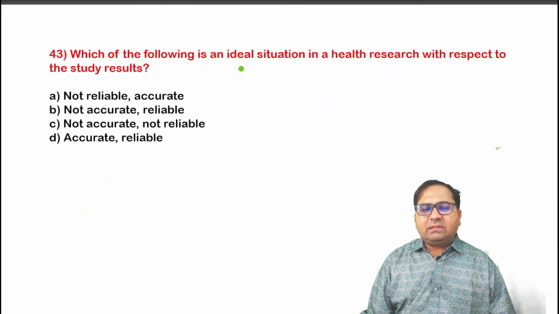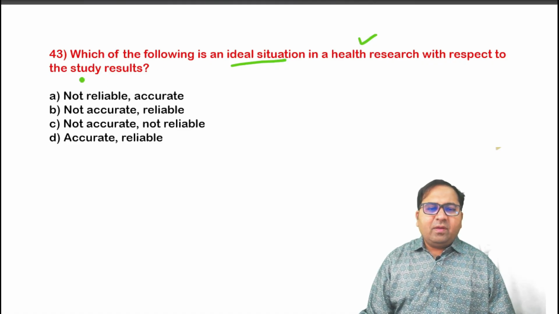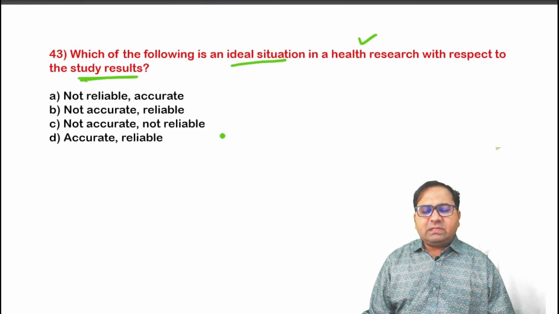Next, which of the following is an ideal situation in a health research with respect to the study results? The options they gave are not reliable and accurate. Second option is not accurate and reliable. Third one is not accurate, not reliable, and fourth one is accurate and reliable. The easiest answer any time will be this one, accurate and reliable, because in an ideal situation in a health research, the results should always be accurate and reliable.